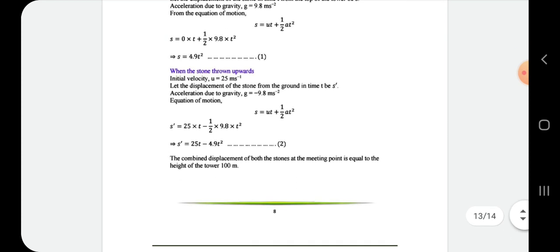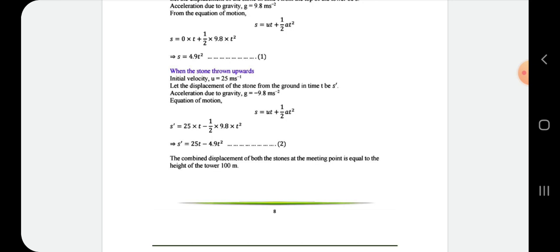Now when the stone is thrown upwards, the initial velocity u is equal to 25 meter per second. Let the displacement of the stone from the ground in the time t be s dash. Acceleration due to gravity g is equal to minus 9.8 meter per second square. Equation of motion, s is equal to ut plus 1 half at square. Let me substitute all the values. I'll get the second equation: s dash is 25t minus 4.9 t square.